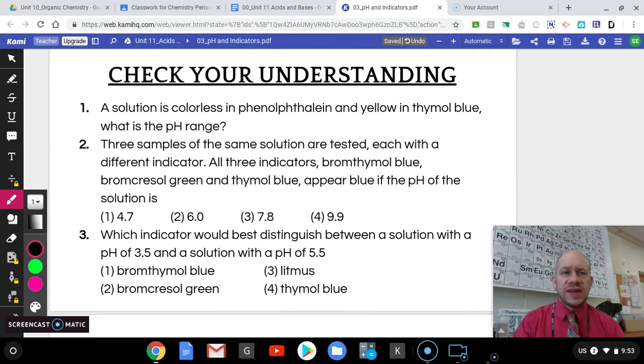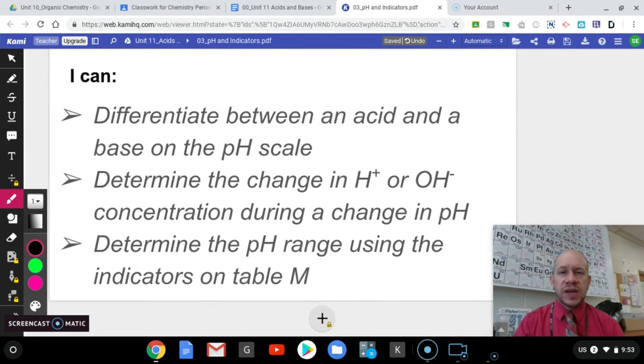So check your understanding. And now you can differentiate between an acid and a base on the pH scale. You can determine the change in hydrogen ion or hydroxide ion concentration during a change in pH, and you can determine the pH range using the indicators on Table M.